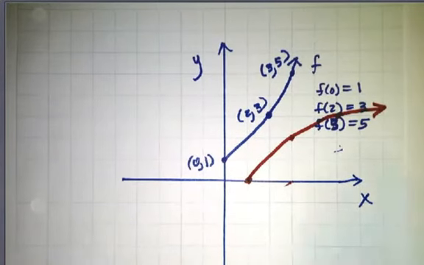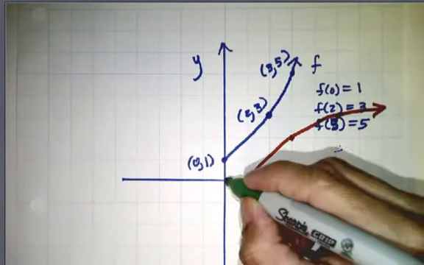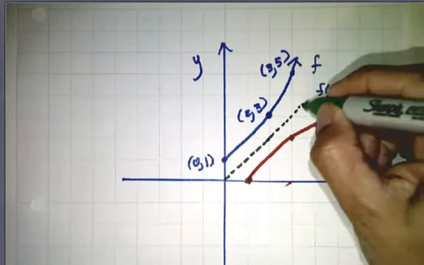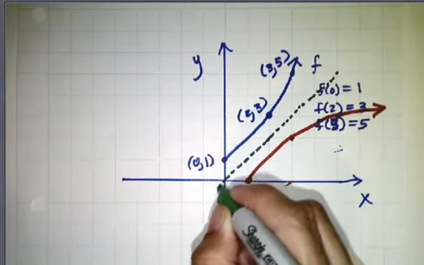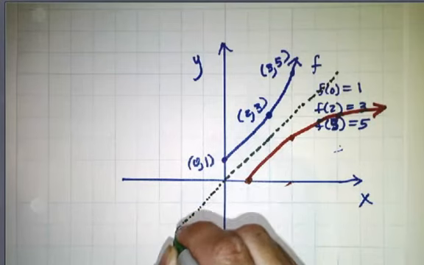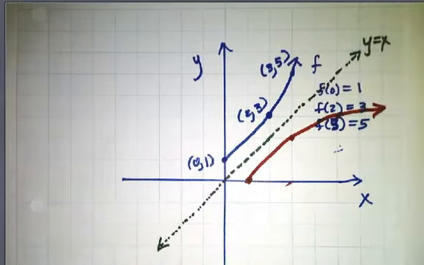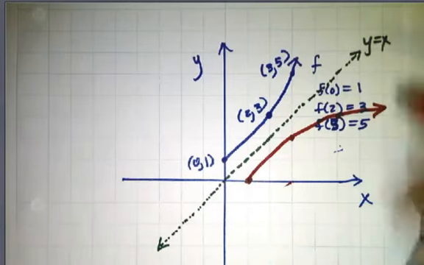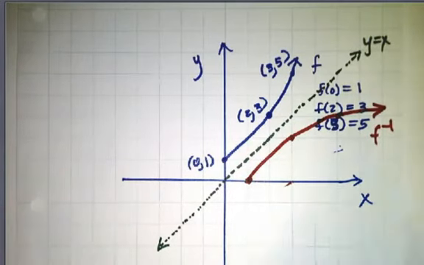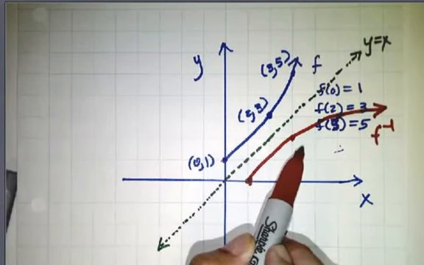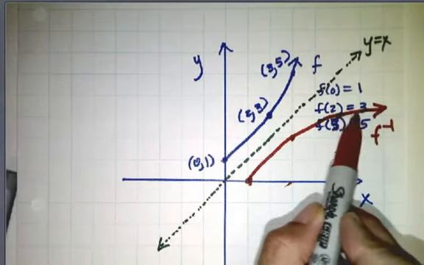Now here's something I want you to notice. If I were to construct the line, and I'm going to do it in a dotted line, y equals x, it's going to pass through all these corners, and it goes that way in both directions. This is the line y equals x, and the graph of the inverse function is a reflection of the original graph about this line. So this gets flip-flopped over here, this gets flip-flopped over here, and this one gets flip-flopped over there.